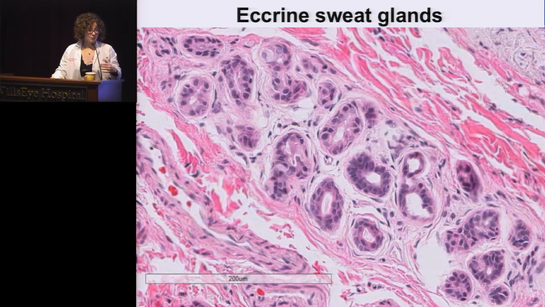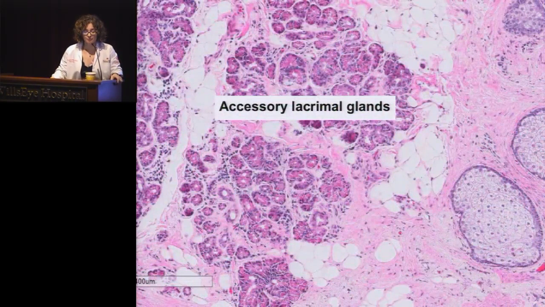So eccrine glands are found anywhere in the body, but apocrine glands are only found in certain sites, like cilia or eyelashes, ceruminous glands in the ear, hair in the axilla and groin, and that's pretty much it. So eyelid is a very unusual location. We also have accessory lacrimal glands in the eyelids. And this is the typical arrangement, lobules with acini and ductules.